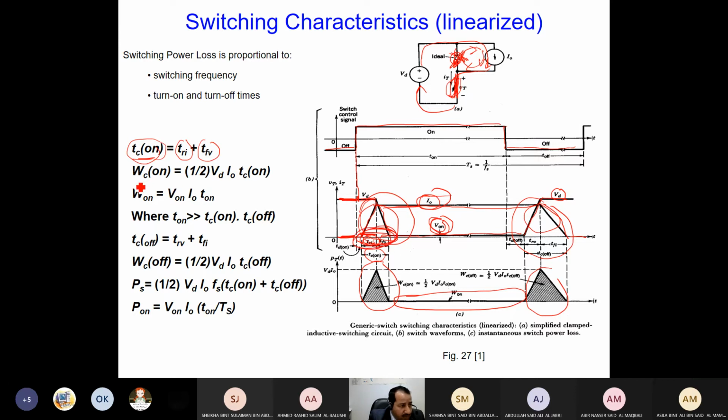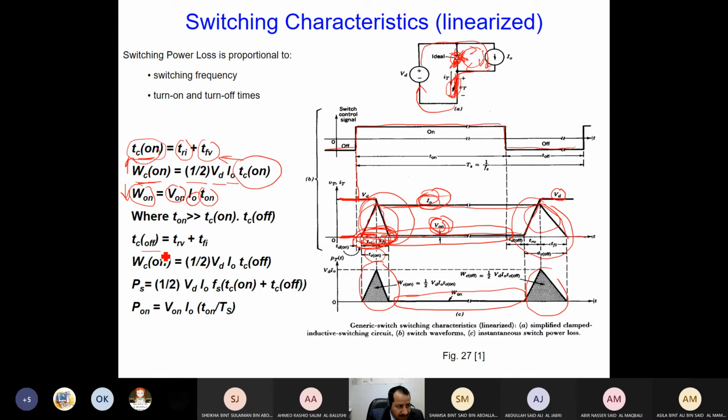And if I want to calculate the energy, it's 1/2 voltage times current times this time, T on. Now for T on, the time needed from here to here is high. The current is high, but the voltage is small. It's not a problem, it's good, because when the voltage is small, this power will be low compared with this power.